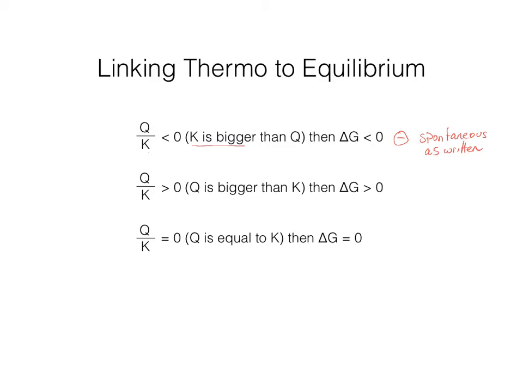If Q over K is bigger than 1, that means that Q is bigger than K, then delta G is positive, and the reaction is spontaneous in the reverse direction. If Q is equal to K, then delta G equals 0, and the reaction is neither spontaneous nor not spontaneous.